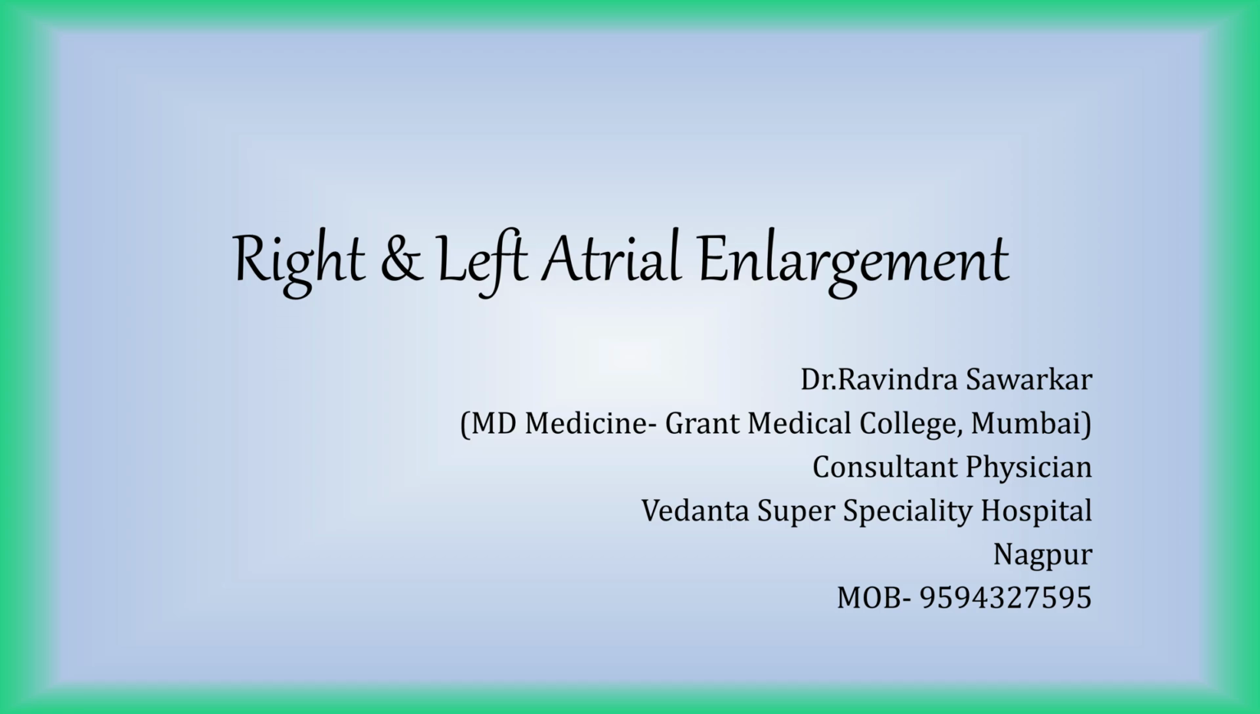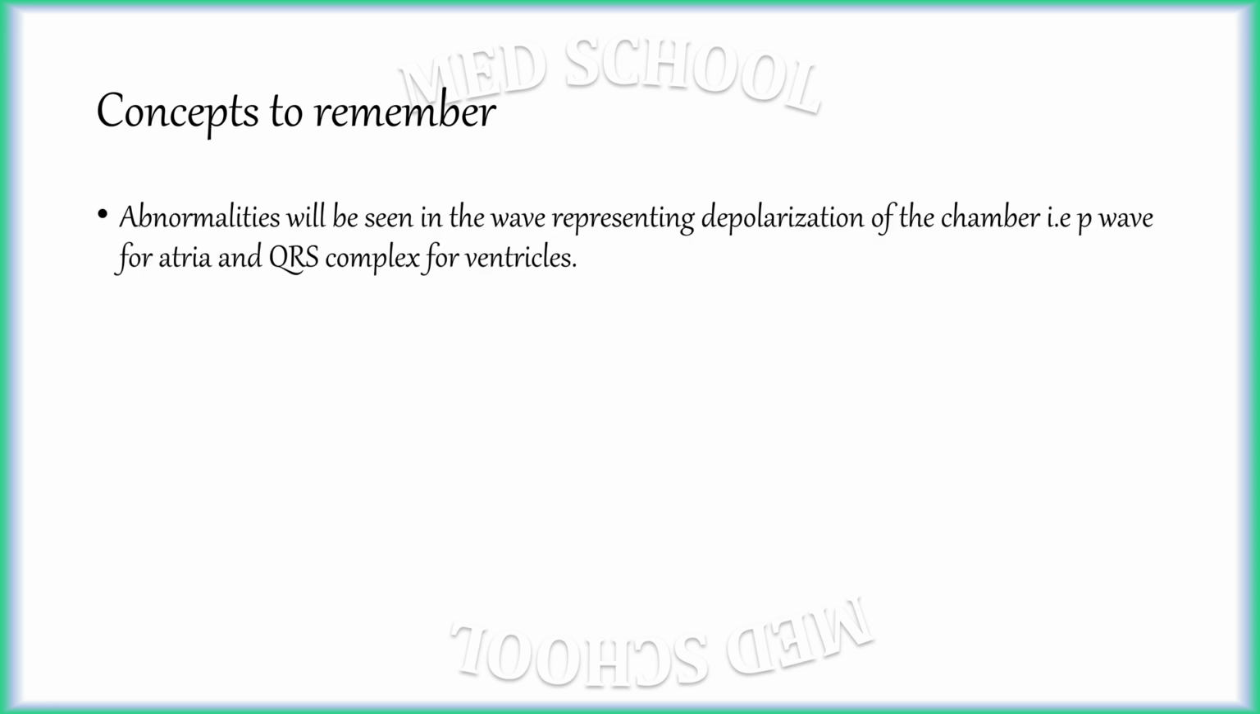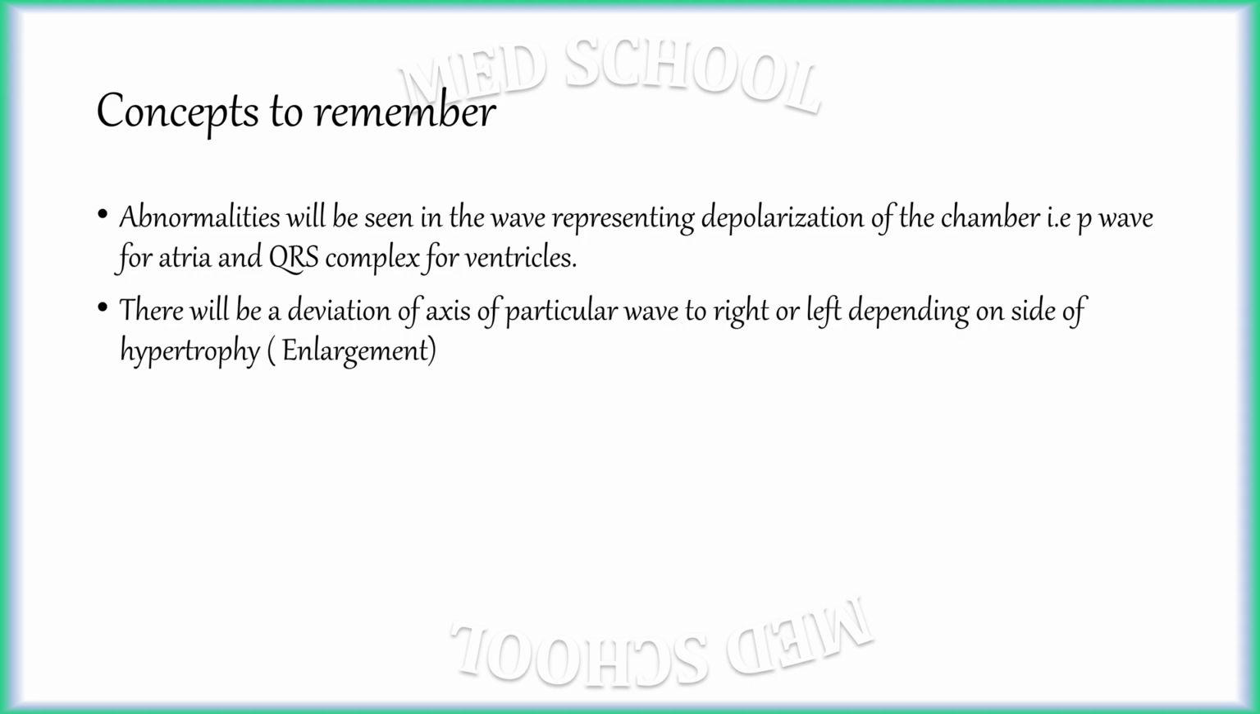Topic for this video is right and left atrial enlargement. The most important concepts that one should remember in case of cardiac chamber enlargement or hypertrophy are abnormalities will be seen in waves representing depolarization of the chamber, that is P wave for atria and QRS complex for ventricles. And there will be deviation of axis of particular wave toward right or left depending on site of hypertrophy. So in case of atrial enlargement, changes will be seen in P wave with deviation of P wave axis.